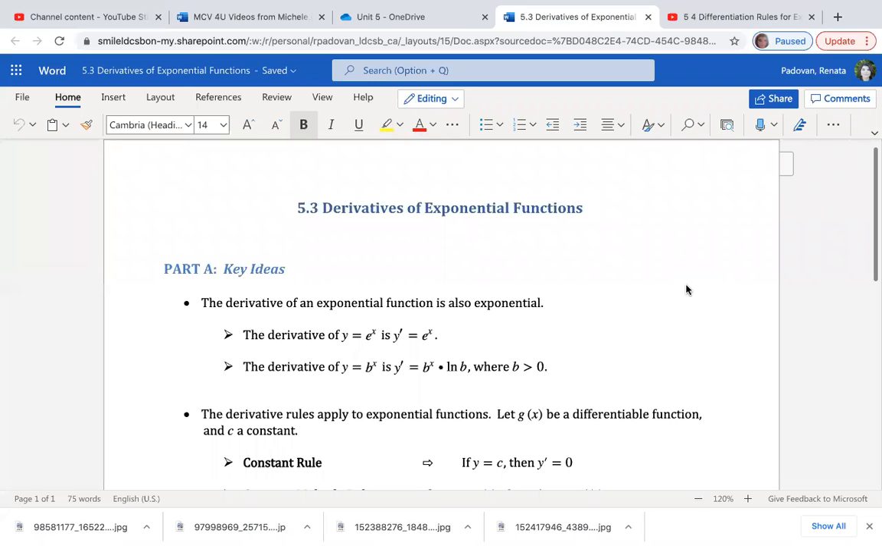Okay, good morning. So we've looked at 5.1 and 5.2. We've looked at the number e. We've looked at the natural logarithm, and we've looked at graphing exponential functions and their derivatives and how they compare to each other. And we've looked at graphing e to the exponent x and its inverse. So now we're going to look at derivatives of exponential functions.